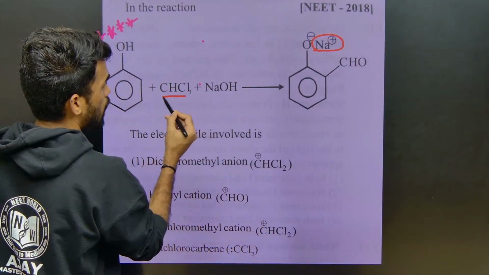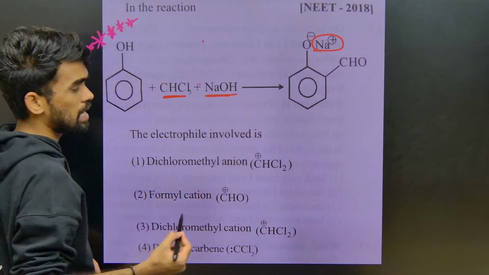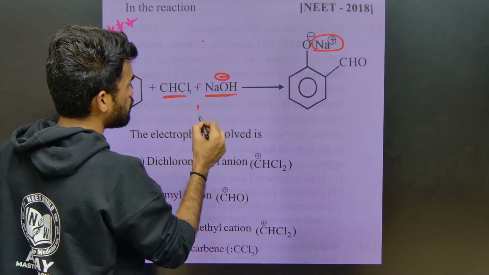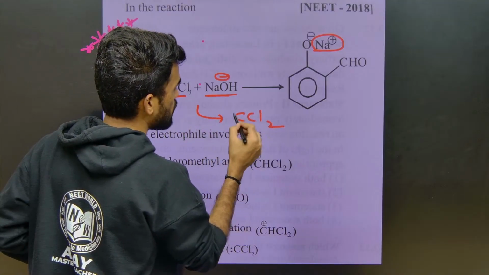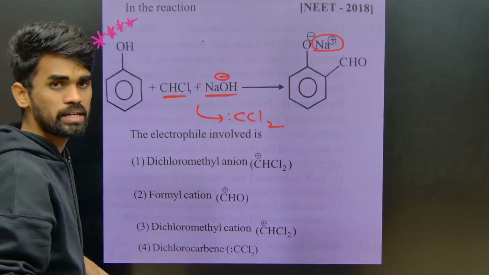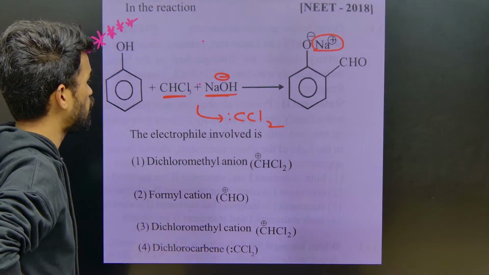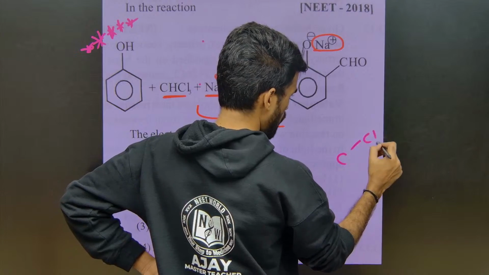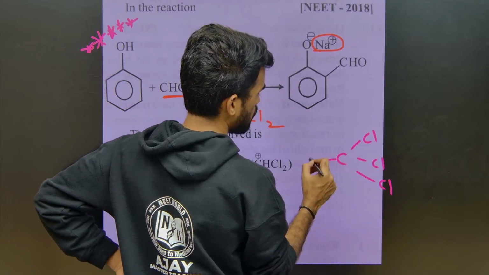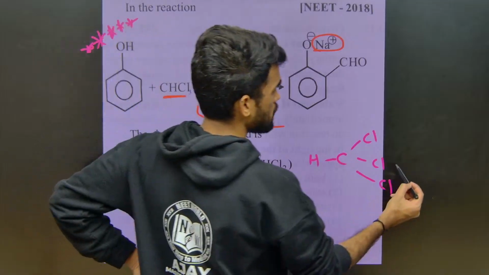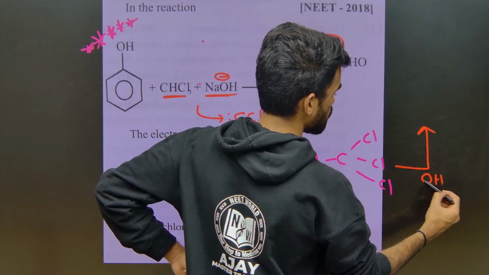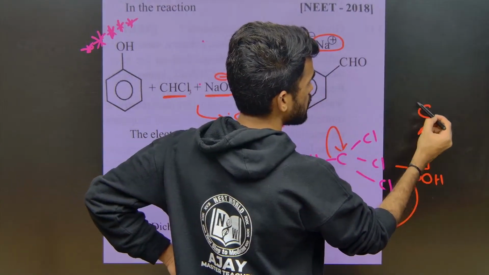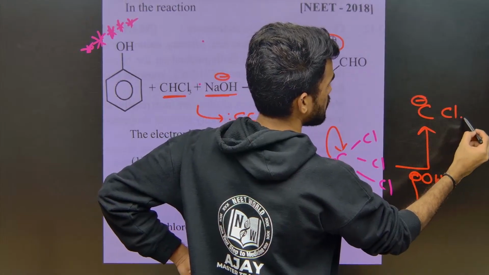This chloroform first of all reacts with the alkaline medium, I mean OH minus, and forms what? Dichlorocarbene, CCl2. CCl2 is our electrophile in this reaction. So how is this generated? See, we have chlorine atoms on the chloroform, and we have H plus. Upon treating with the base OH minus, this will abstract this acidic proton and give us C minus CCl3.